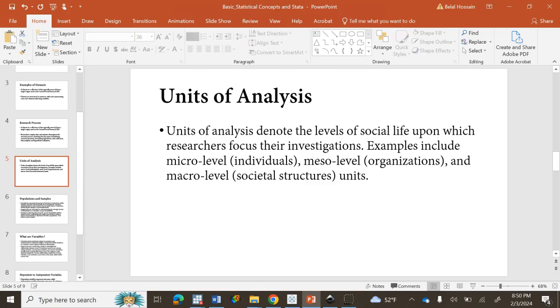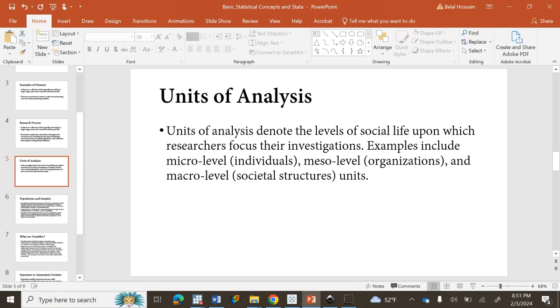Okay. Then your data may be at different levels, like meso levels, like organizations or schools. You may collect data on schools. So school is now your unit of analysis. You collect data on the level of school, like how many students this particular school has, and what GPA on average their students have. So that is the information about their school, not about the individual. So that is the meso level.